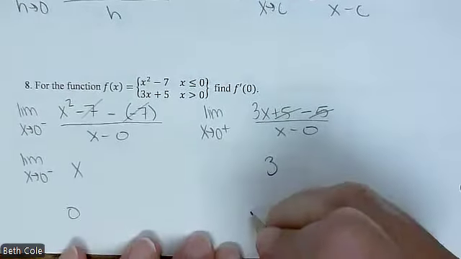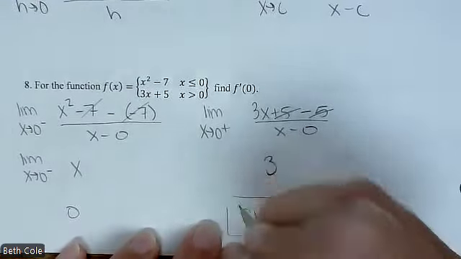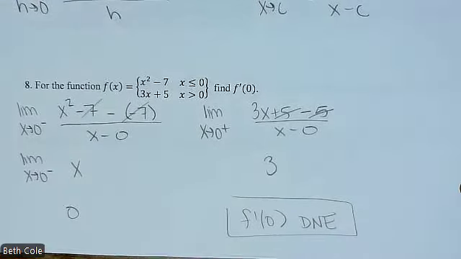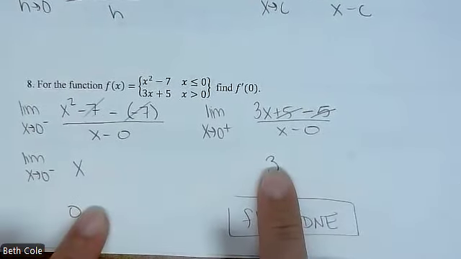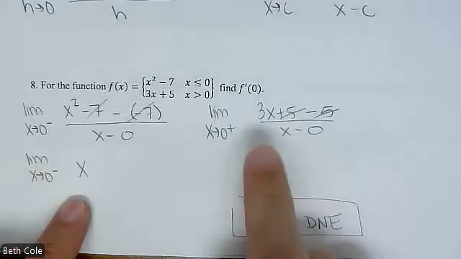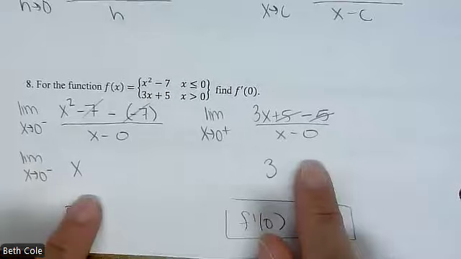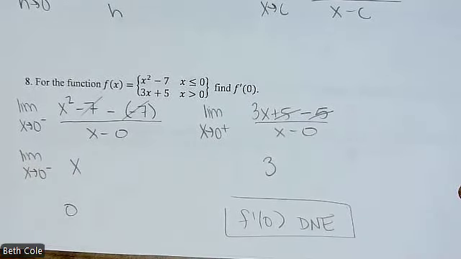Does not exist. Why does f prime of 0 not exist? They don't match up. Perfect. Follow up though, because I don't remember how it came out on the test. Say they both came out to 3, then the answer would just be 3. Say they both came out to 7, then the answer would just be 7. If they don't equal each other, that does not exist. Good. It's multiple choice, so it literally doesn't matter.